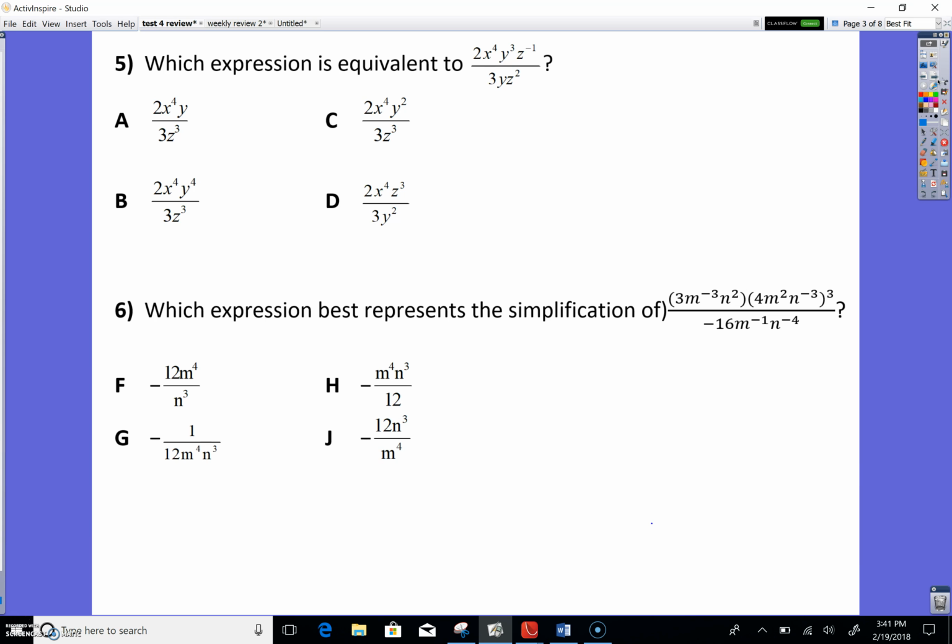Okay, again, the product rule. Y, 3 minus 1 is y squared. Negative 1 minus negative 3, z to the negative 3, but remember, we're going to put it down, okay?